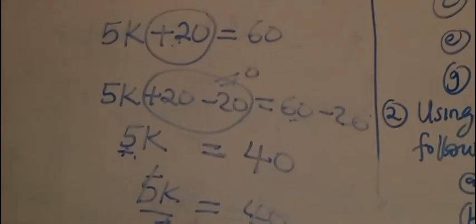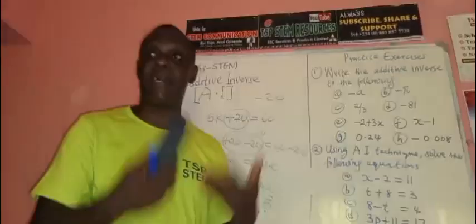This 5 cancels this 5. What do you have left now? K is equal to what? 40 divided by 5 is 8, because 5 times 8 is 40. So you can see that additive inverse is very, very useful in solving mathematical equations.